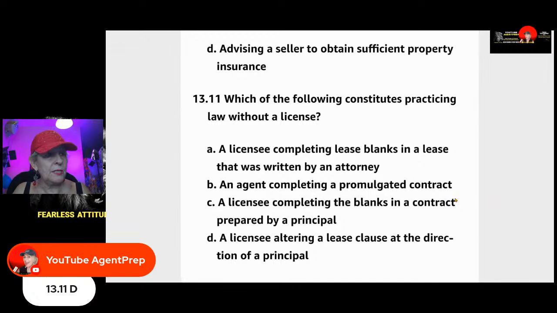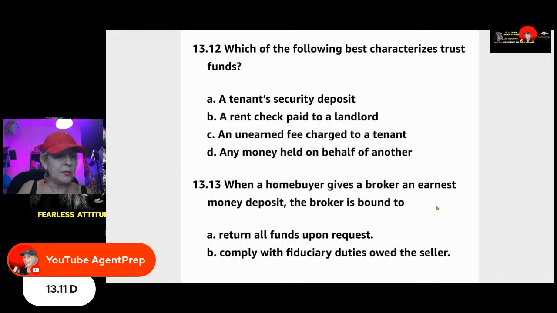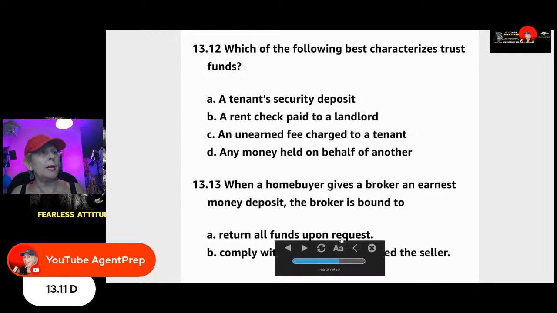All right, so 11D. Let's see if there's anything else here. So altering of a lease clause requires the creation of a legal contract clause, which requires an attorney. All right, number 12.